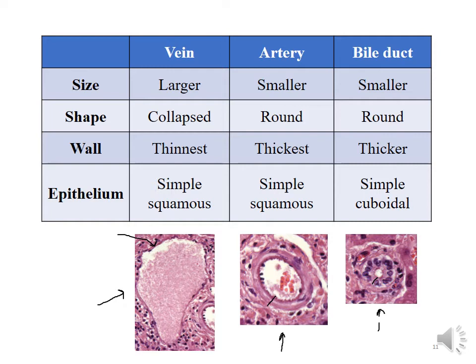As for the epithelium, the vein and the artery are lined by simple squamous epithelium. As you can see, here we have the nuclei of the squamous cells, whereas the bile duct is lined by simple cuboidal epithelium. This is why the bile duct is thicker than the vein, because it has a simple cuboidal epithelium, whereas the vein is simple squamous. But in the artery, in addition to this epithelium, we also have a thick muscular layer. All these are muscles. This is why it has the thickest wall.